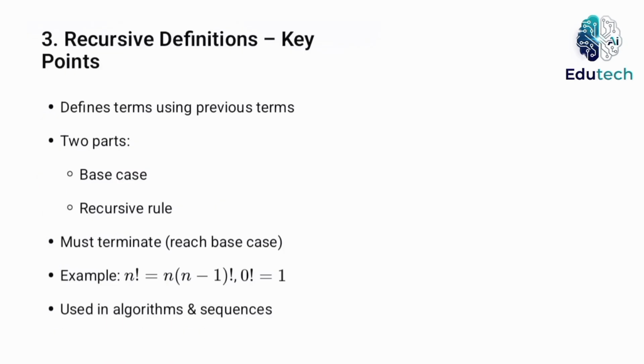What are recursive definitions? A recursive definition defines an object in terms of itself using smaller or simpler instances. It consists of two parts, a base case and a recursive rule. The base case provides an initial value, and the recursive rule explains how to build new values from previous ones. For example, the factorial function is defined recursively as n! = n times (n-1)!, with base case 0! = 1. Recursive definitions are widely used in computer science for defining sequences, functions, and algorithms.